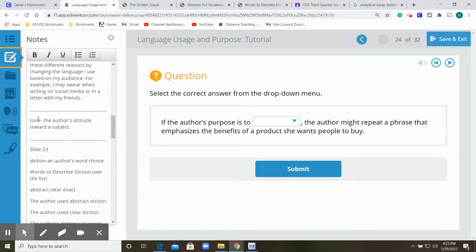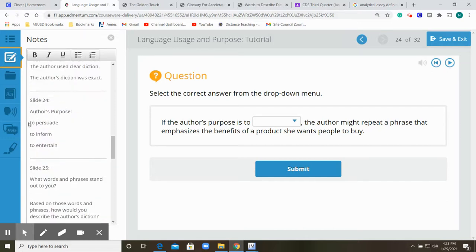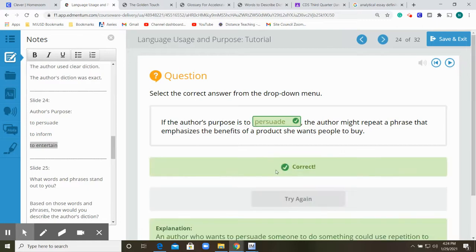slide 24 here. Author's purpose. So author's purposes may be to persuade, to inform, or to entertain. Well, in order to entertain somebody, they might repeat a phrase to get them to buy a product. To inform somebody, they might repeat a phrase to get them to buy a product, or to persuade. If the author's purpose is to persuade, the author might repeat a phrase that emphasizes the benefits of a product she wants people to buy. Persuade means to convince to do so. Correct.